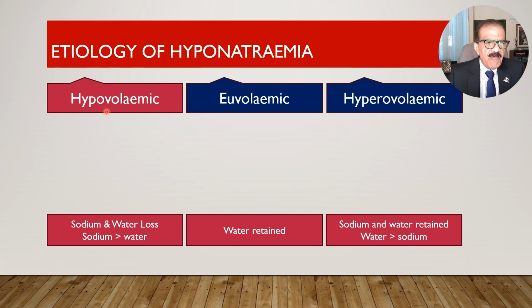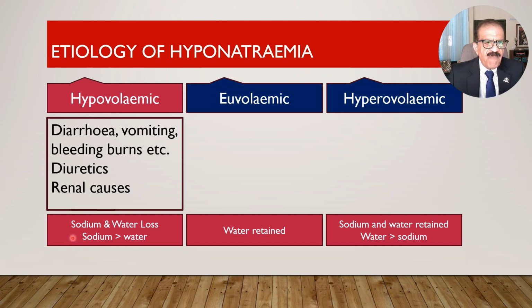In hypovolemic hyponatremia, you actually have both sodium and water loss, but sodium loss is more than water. And it is usually caused by diarrhea, vomiting, bleeding, and burns. And there is use of diuretics, and there may be some renal sodium losing nephropathy. So these are the causes when you have hypovolemic hyponatremia. In all these situations, there is loss of sodium and water, but sodium loss is more than water.